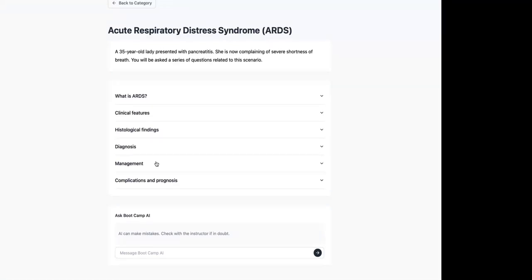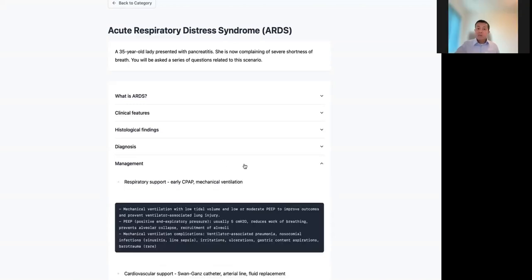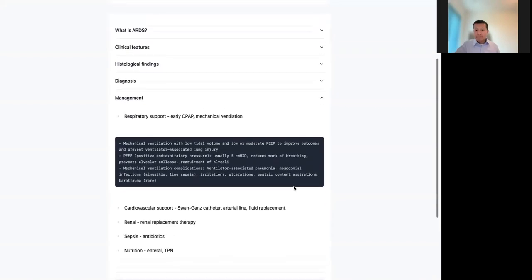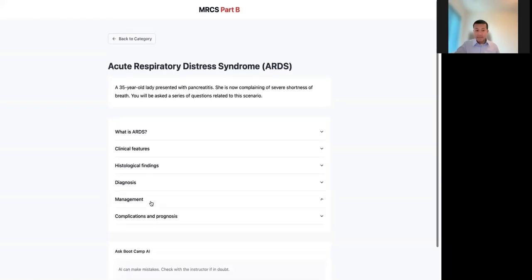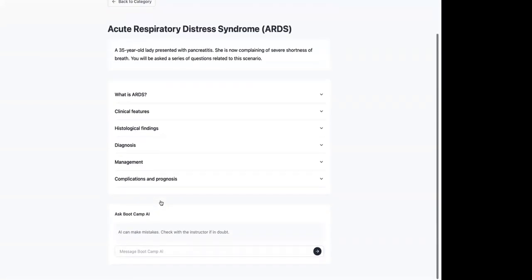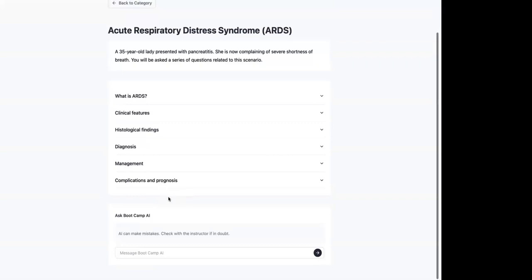So your respiratory support with early CPAP or mechanical ventilation with a low volume, low to moderate PEEP and a high rate. PEEP of around 5 to 8 or 10 is accepted. Then cardiovascular support with the Swan-Ganz catheter and arterial line, fluid replacements, and then renal. 5 to 10 PEEP, what's the unit? Centimeters of water. Very good.